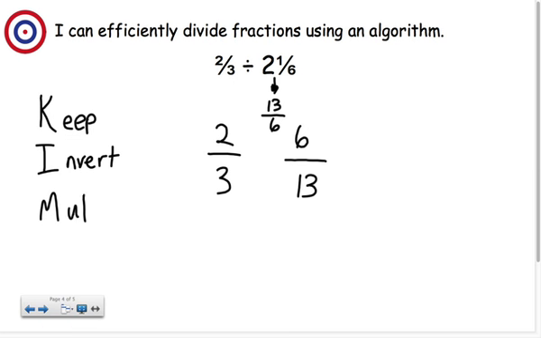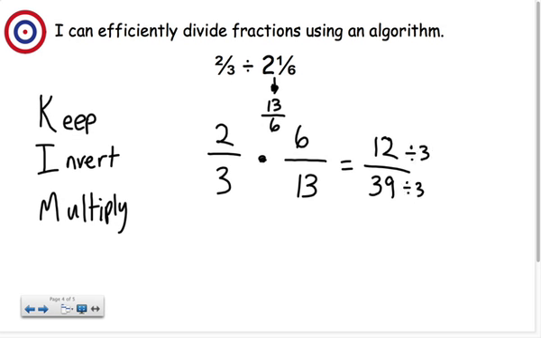And then the last step in the algorithm is to multiply. So 2 times 6 is 12, and 3 times 13 is 39. So 12/39. Is there a common factor? There is. 3 fits into both. 12 divided by 3 is 4, and 39 divided by 3 is 13. So we can see that 2/3 divided by 2 and 1/6 is 4/13. In this lesson, we learned to efficiently divide fractions by using an algorithm.